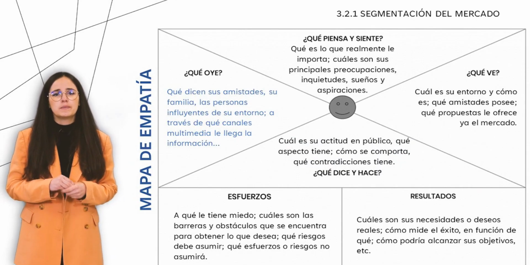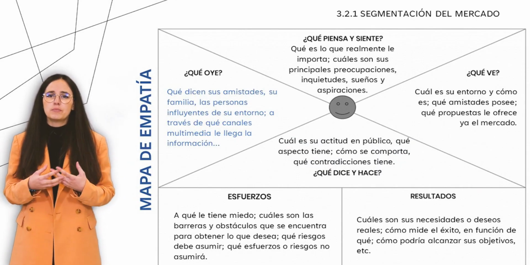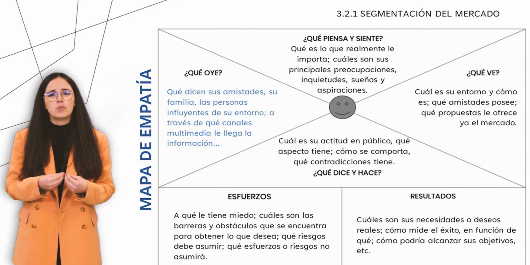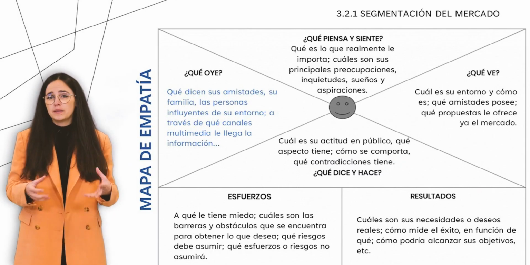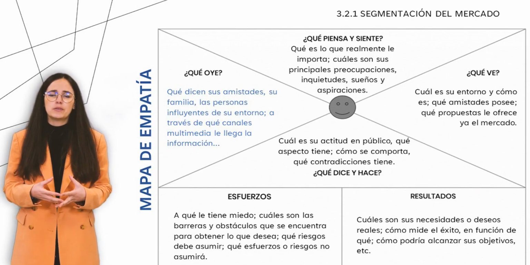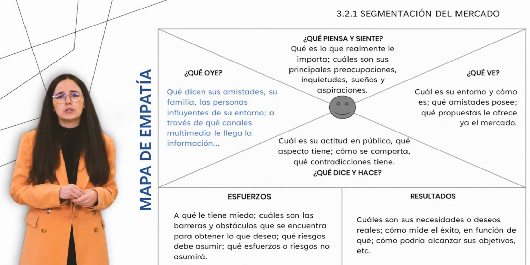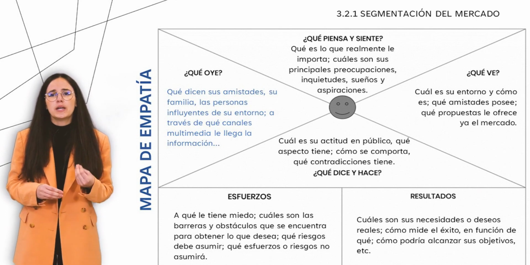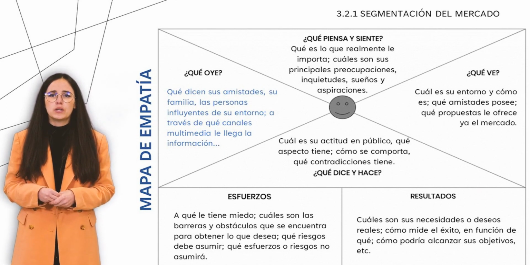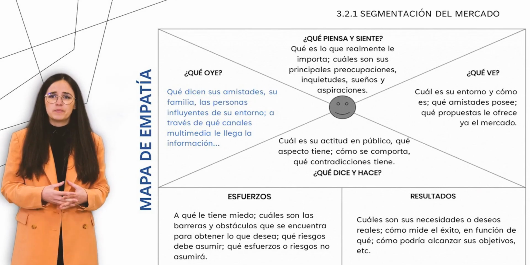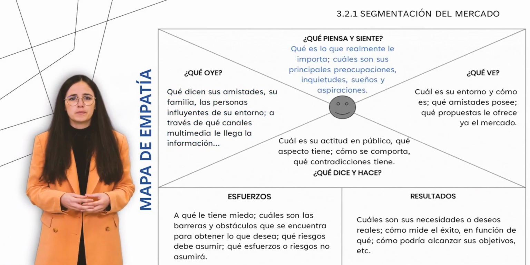What do they hear? Here we need to analyze what kind of people they pay attention to. What media do they use? What do their friends, family, bosses say? What about the influential people in their environment? Who are their idols or influential figures? What are their favorite brands? What kind of communication products do they consume? Through which multimedia channels do they receive information?